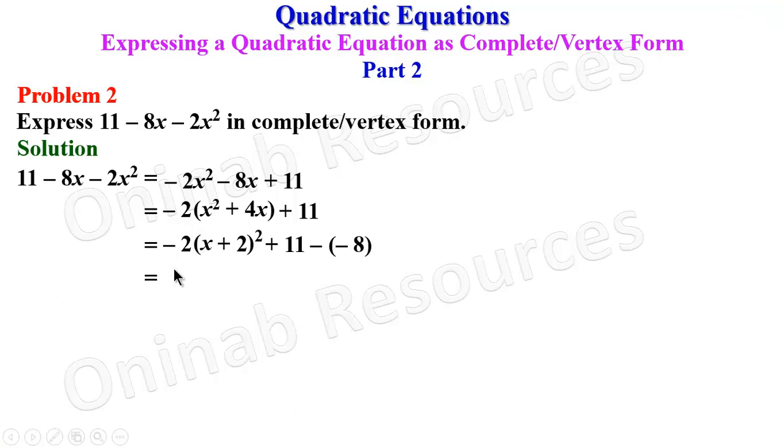Simplifying this, our final result will be -2 into x plus 2 all squared, then plus 19. This is negative negative giving us positive. 11 plus 8 gives 19. That's the end of the solution to problem 2, as we have expressed the quadratic equation as complete or vertex form. And this is the highest we can take in this tutorial.